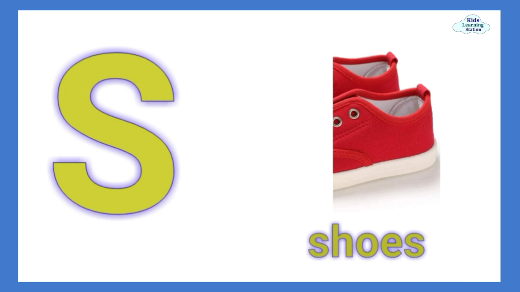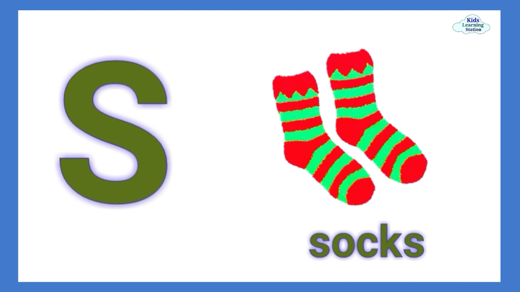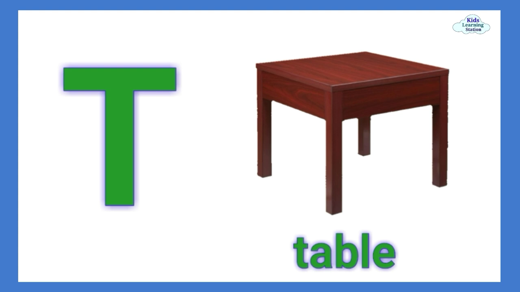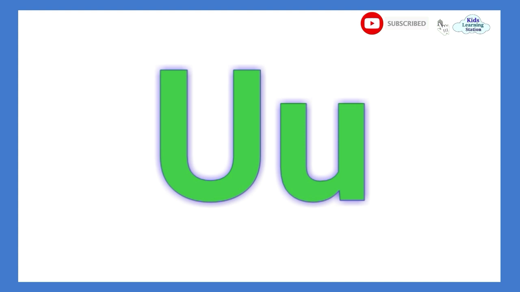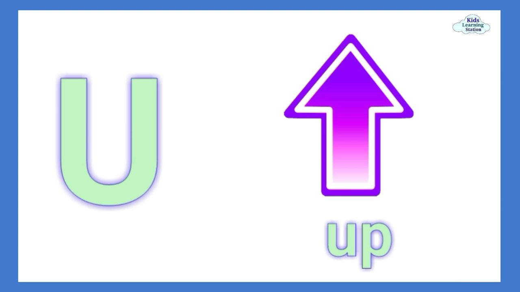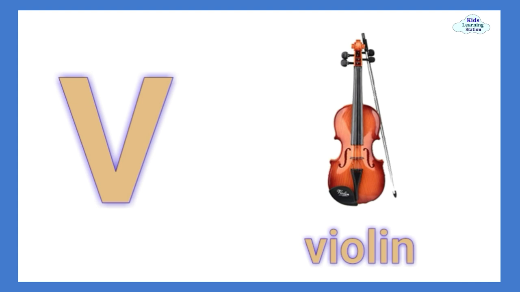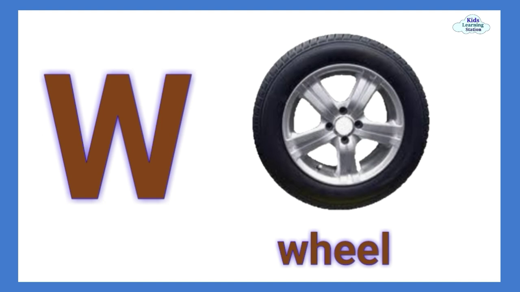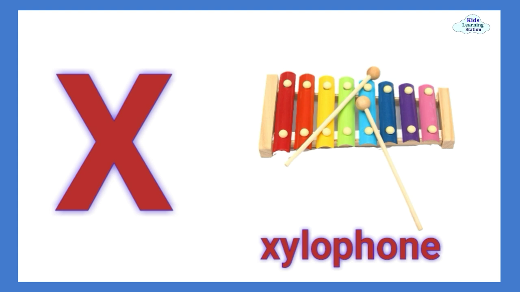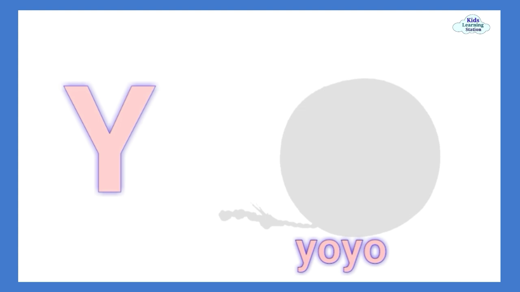S. S is for shoes. S is for socks. T. T is for table. T is for tree. U. U is for umbrella. U is for up. V. V is for violin. V is for vase. W. W is for whistle. W is for wheel. X. X is for xylophone. X is for x-ray. Y. Y is for yawn. Y is for yo-yo. Z. Z is for zipper. Z is for zigzag.